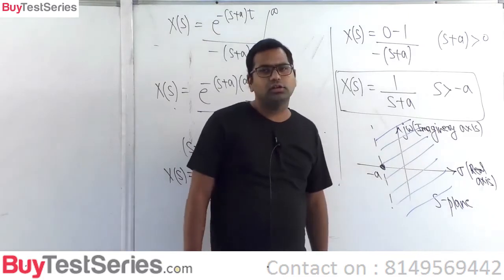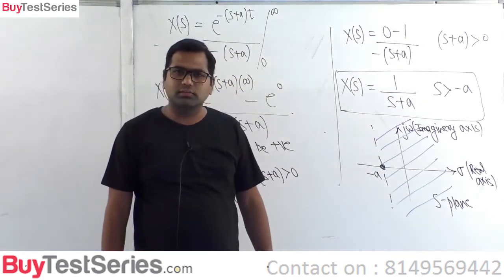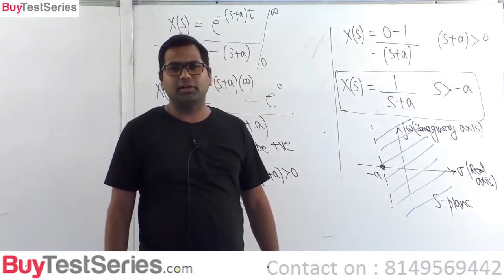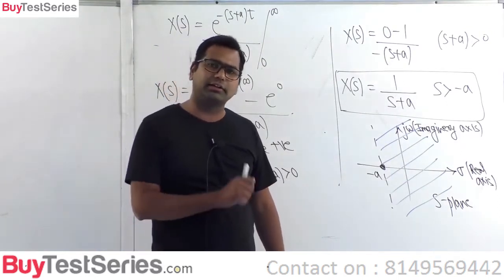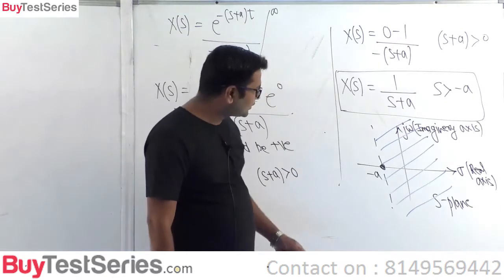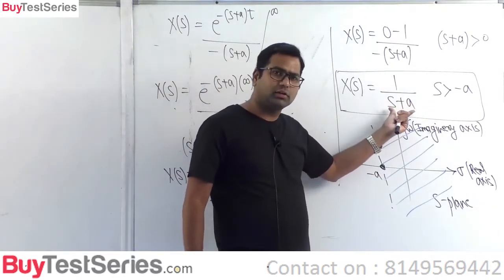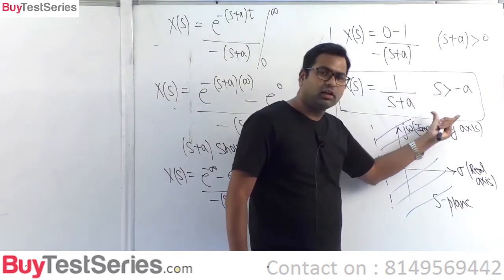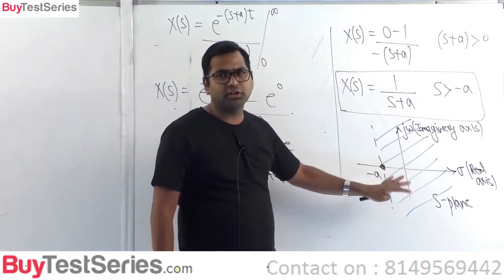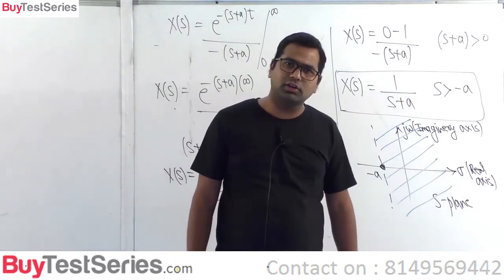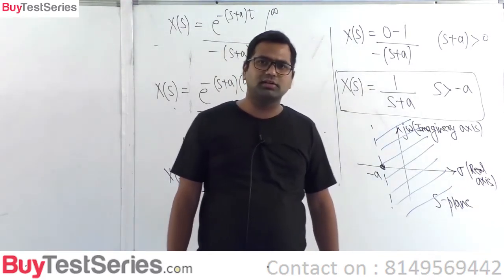This shaded region is called the region of convergence, and this region is defined as the region for which the Laplace transform exists and is finite. Thus, I can say that for the given question, the Laplace transform exists and is finite only for s greater than minus a, which is shown by the blue shaded region. Therefore, the blue shaded region is called the region of convergence. In short, it is also called ROC.